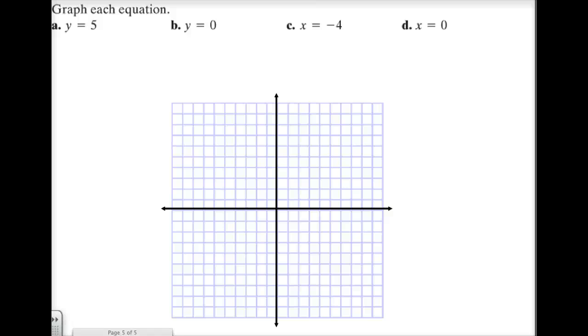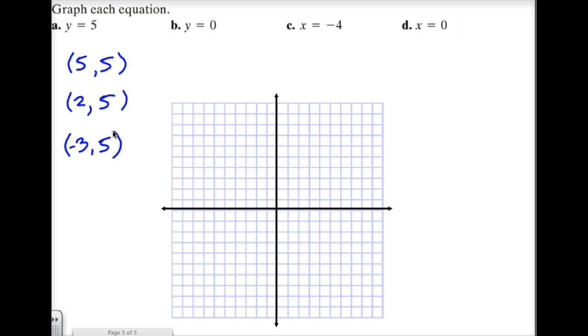Now there are some special types of equations. When we look at these, we have y equals 5, y equals 0. Then we have x equals negative 4 and x equals 0. When we have y equals 5, that means that the y is always 5, no matter what. So no matter what my x value is, if my x value is 5, my y is 5. If my x value is 2, my y is 5. If my x value is negative 3, my y is 5. No matter what, y equals 5.